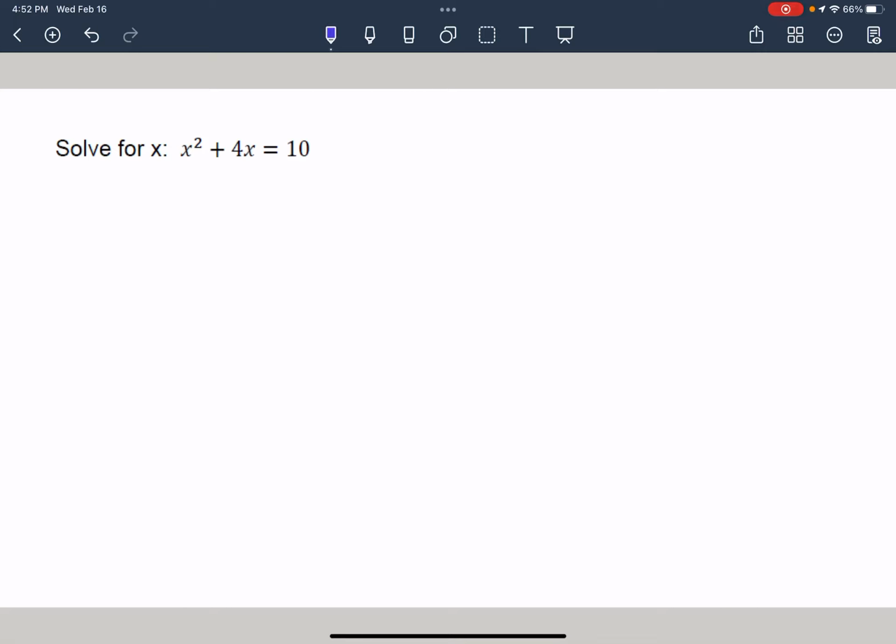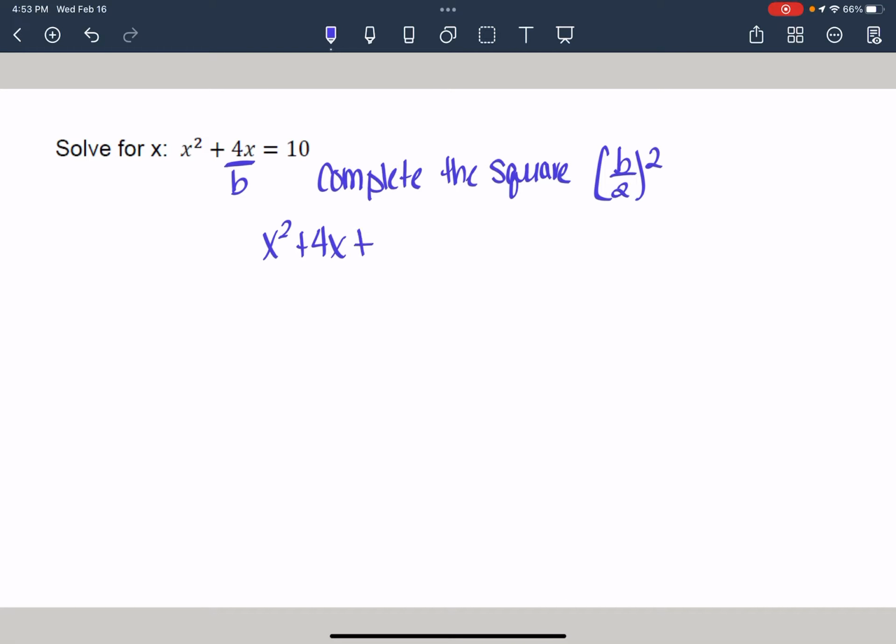Now in this equation, it's asking us to solve for x. Here we have x squared plus 4x, and notice we have that b term. So I'm going to use completing the square to solve for the value of x. Remember, in order to complete the square, I need to add (b over 2) squared to both sides of my equation. Remember my b is 4. So I have x squared plus 4x plus (4 over 2) squared, and that equals 10 plus (4 over 2) squared.